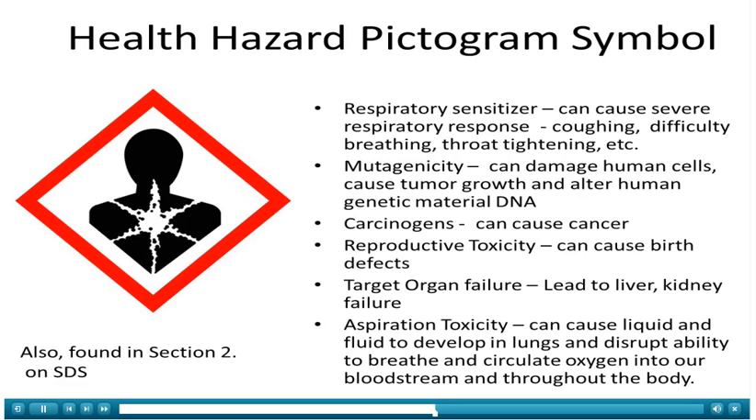Mutagenicity, can damage human cells, cause tumor growth and alter human genetic material, DNA. Carcinogens, can cause cancer. Reproductive toxicity, can cause birth defects. Target organ toxicity, can lead to liver and kidney failure. Aspiration toxicity, can cause liquid and fluid to develop in the lungs and disrupt the ability to breathe and circulate oxygen into our bloodstream and throughout the body. Also found in Section 2 on the SDS.